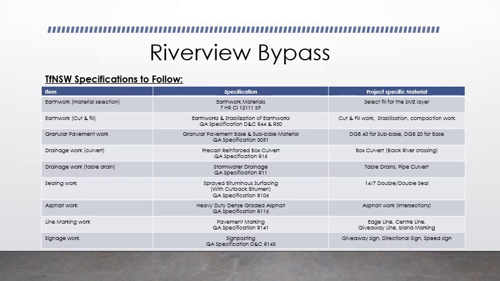For granular pavement work, we'll follow 3051 QS specification for DGB 40 and DGB 20 for subbase and base. Drainage work will follow the precast reinforced box culvert. For these we follow R16. For stormwater drainage we'll follow R11. For a double seal we'll follow R106. For asphalt we'll follow R116. Line marking will follow R141, and the signage work will follow R143.